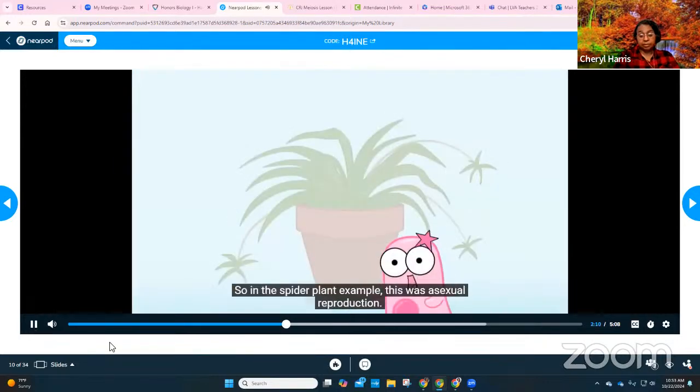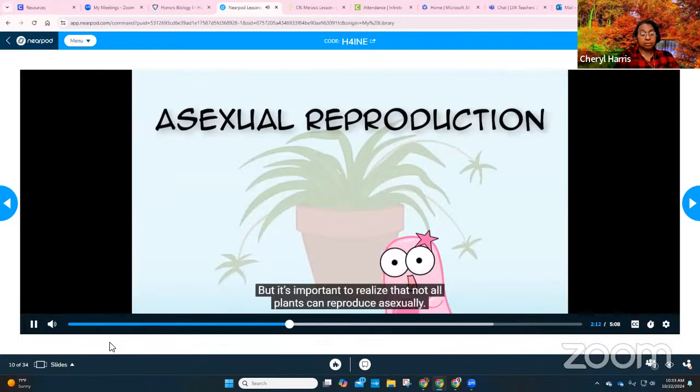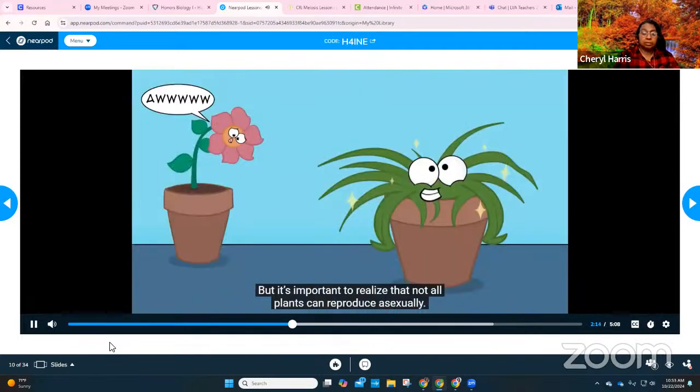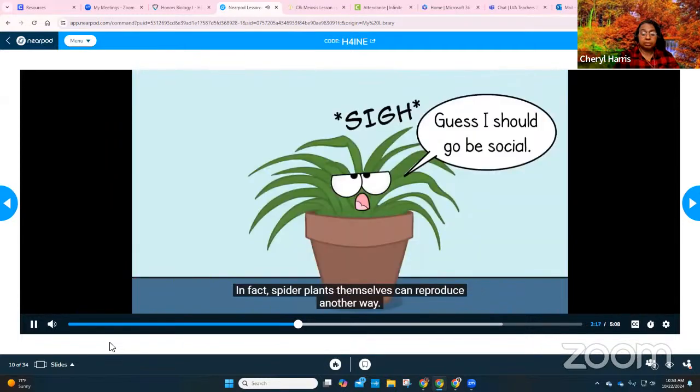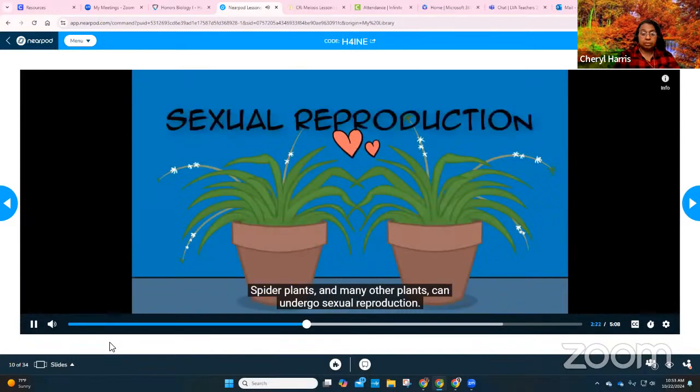So in the spider plant example, this was asexual reproduction. But it's important to realize that not all plants can reproduce asexually. In fact, spider plants themselves can reproduce another way. Spider plants and many other plants can undergo sexual reproduction. In fact, lots of organisms can.